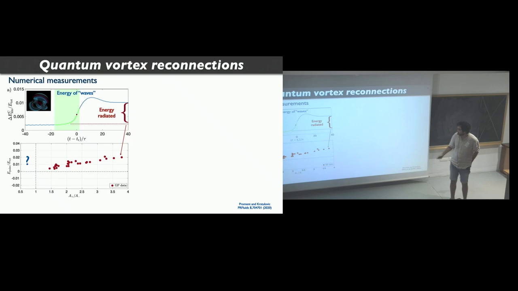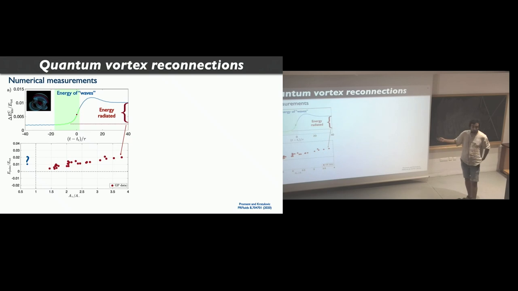Basically this is the energy, the compressible part of the energy, so it's the waves, as a function of time. Initially it's almost constant. Here is the reconnection, indicated by this point. There is a jump of the energy, an increase. And what you see in the end is that some energy has been radiated. So the energy was converted from vortices to sound.